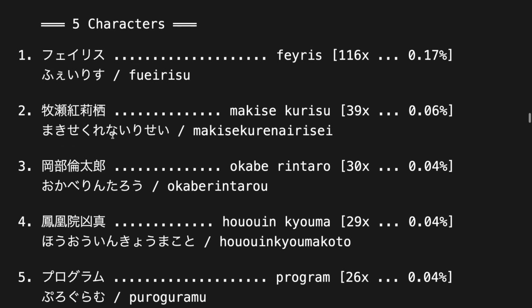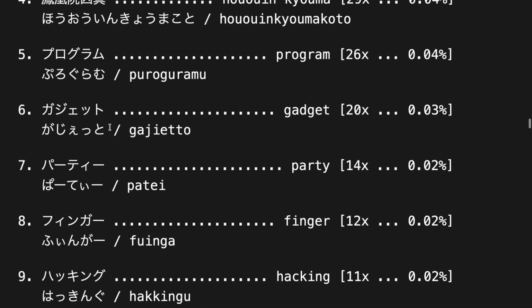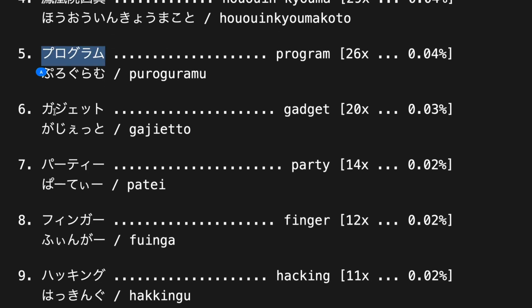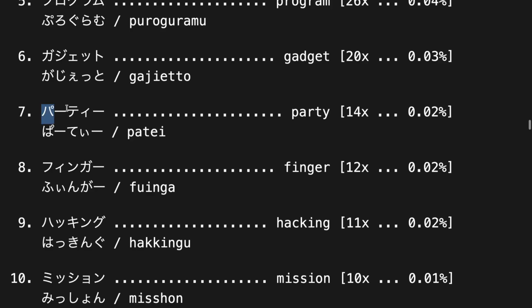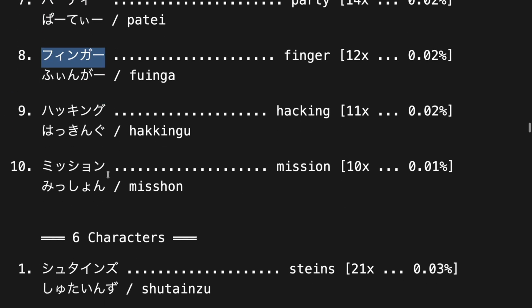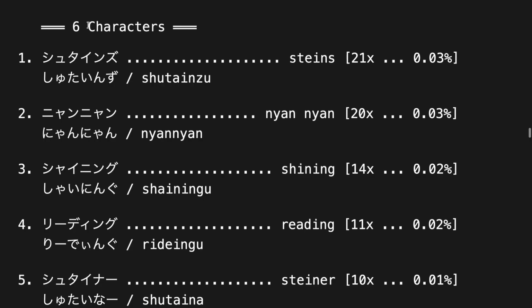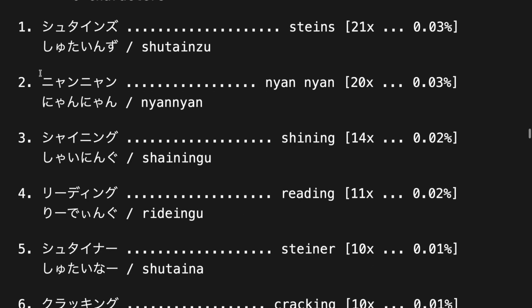Okay, here we go. In the 5 and 6 character words, you have a lot of interesting little words like program, gadget, party, finger, hacking, mission. And then, here we go, 6 characters. These are rare, but you can just tell they're funny, interesting little words that popped up in the show, right?